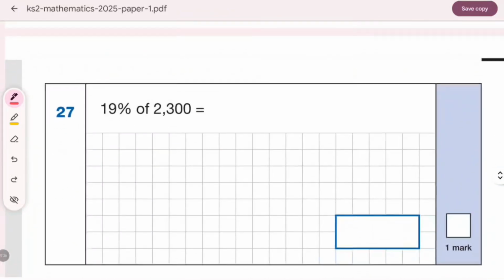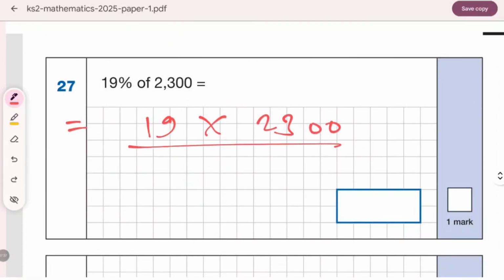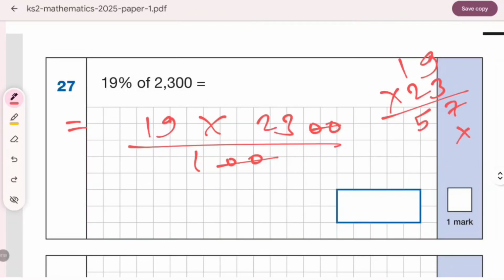Now we have question number 27, again from percentage. So we know that we will simply multiply 19 by 2300 and divide it by 100. So the 00 and 00 will cancel out. So basically we just need to multiply 19 by 23. When we multiply 19 by 23, we get 3 times 9 will be 27, this will be 5, and 2 times 9 will be 18 and 2 times 1 will be 3. So when we add we will get 437. So in this way we get the correct answer for this question as 437.